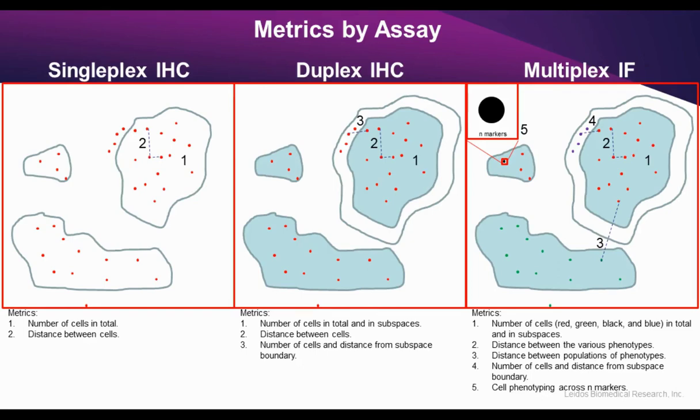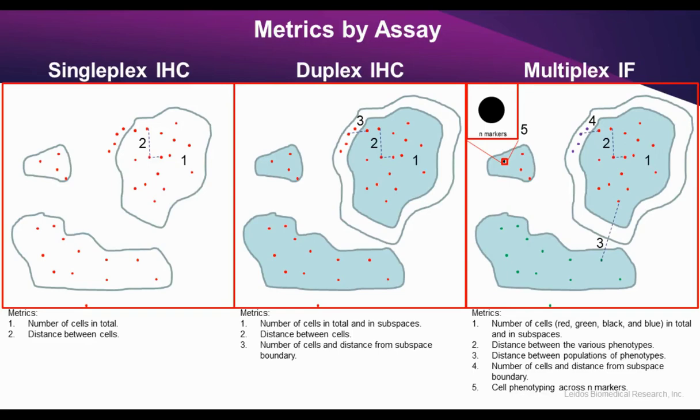Multiplex IF allows us to do all of the prior, but now adding the multi-marker cell phenotyping and the spatial relationships between those cells and one or more phenotyping markers. In the end, all these assays have their place in the molecular pathology lab.